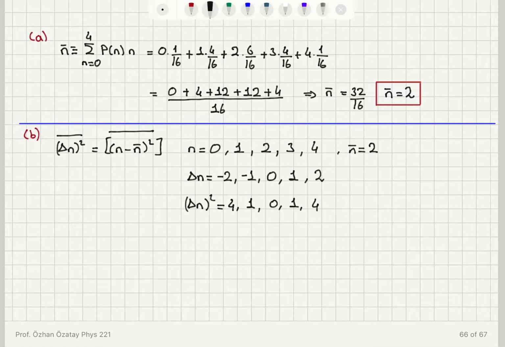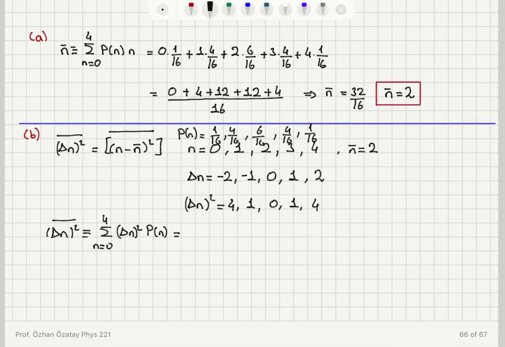Now I'm ready to take the average of delta n square. Delta n square average is by definition, going through all possible values, delta n square multiplied by the probability of having an n value. So this is going to be equal to, if I multiply it with the corresponding probability, let me remind myself here: 1/16, 4/16, 6/16, 4/16, 1/16.